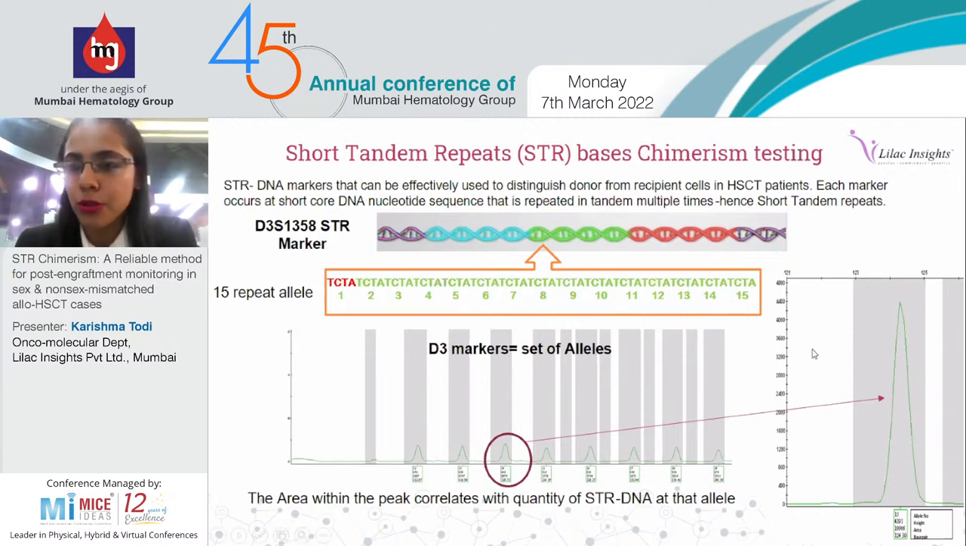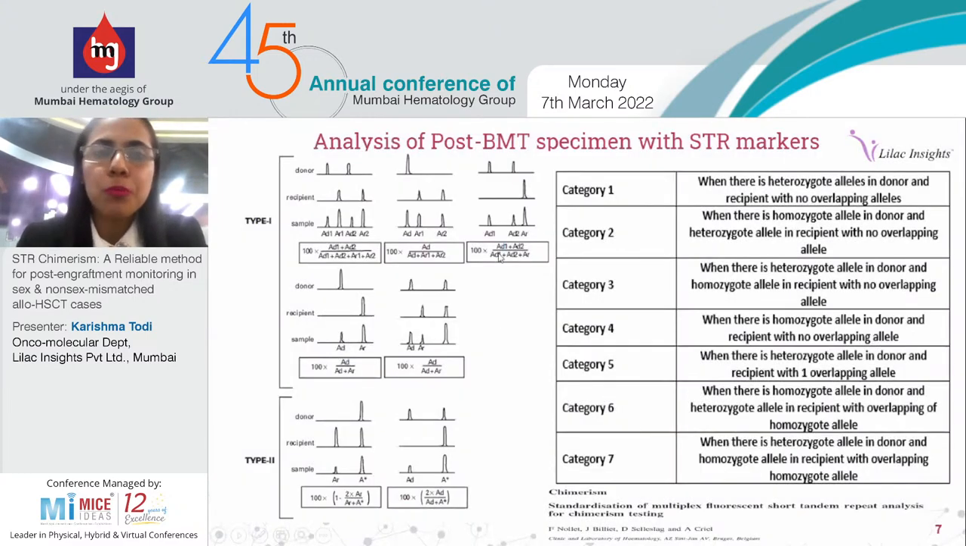These signals are then auto-generated and we get software-generated values, that is the allele number, the height, and the area, where it becomes visible that yes, these are the informative markers which we can further analyze for our post-engraftment studies. After the post-BMT, when we again receive the samples, initially there are 2 categories we decide: whether the alleles present in the recipient and donor are homozygous or heterozygous. And if they are heterozygous, is there any sharing of alleles between the donor and recipient? So a dilemma is definitely included here.